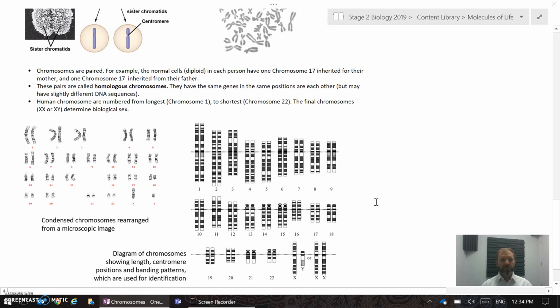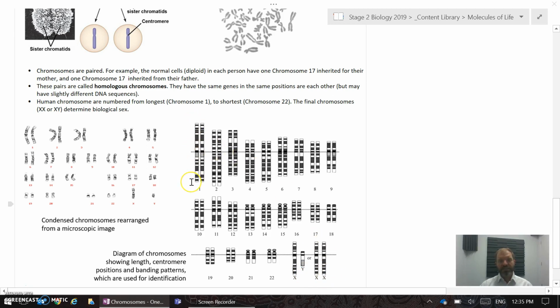So, as I said, for humans we have 23 pairs of chromosomes. So this is a microscopic image of those chromosomes. We have 2 copies of chromosome 1, 2 copies of chromosome 2, all the way through to chromosome 22. This is the microscopic view. This is a diagram showing how they look. They're named from the longest being number 1. And they get shorter and shorter and shorter down to 22, and then of course we have the sex chromosomes, which can be either XY for male and XX for female.